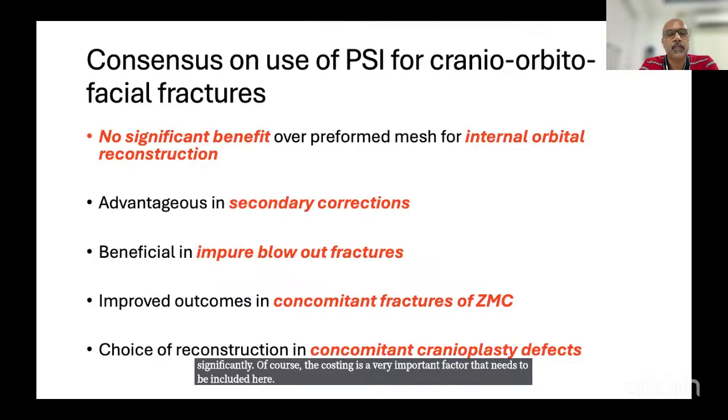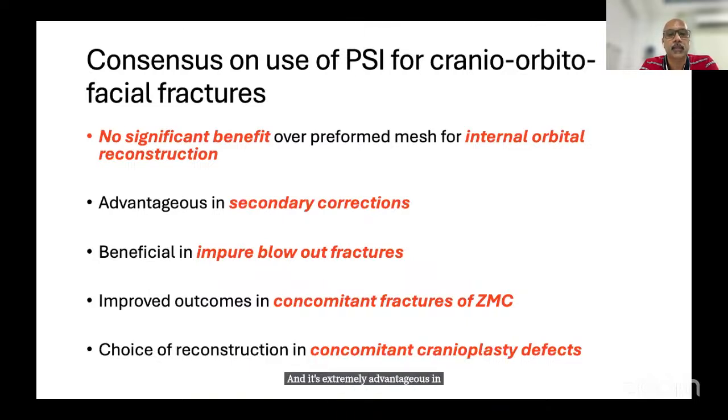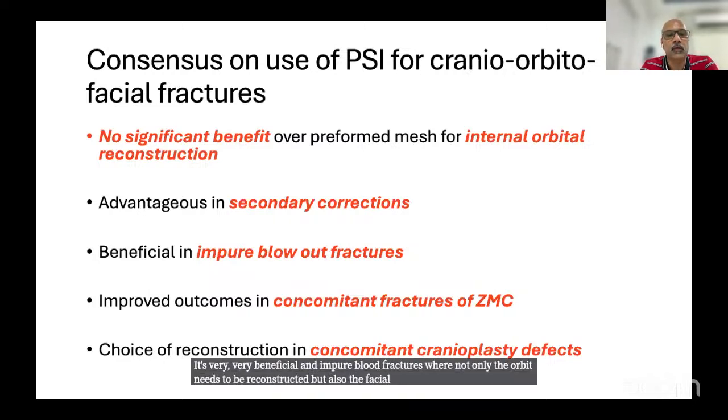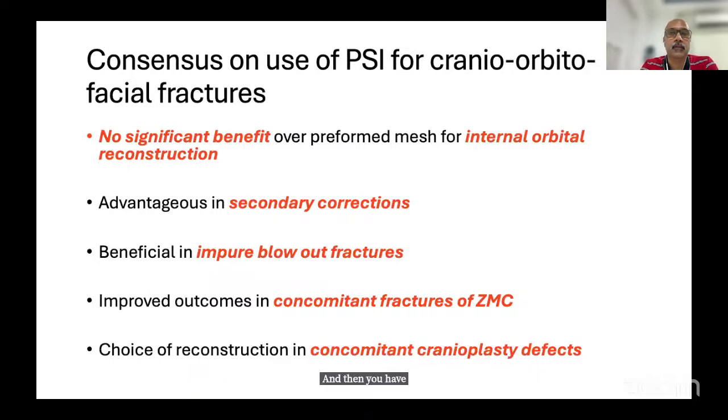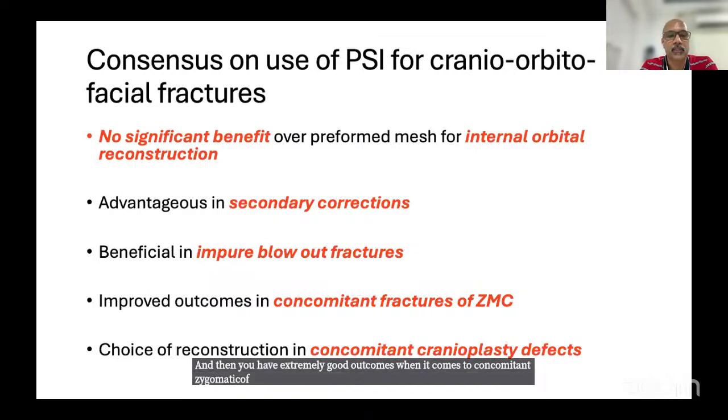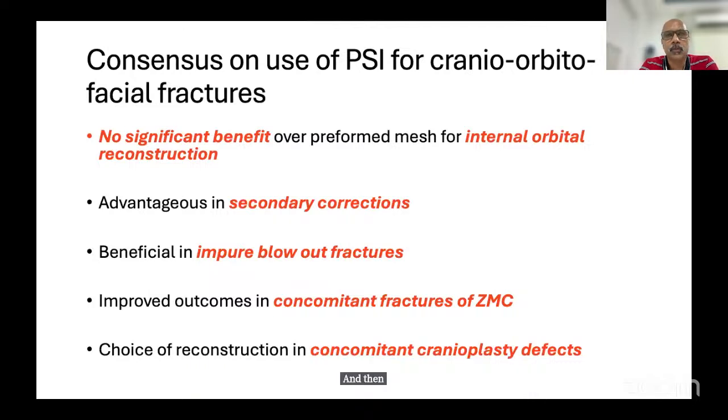And it's extremely advantageous in secondary reconstructions for the cranio-orbital region. It's very, very beneficial in impure blowout fractures, where not only the orbit needs to be reconstructed, but also the facial bones along with it. And then you have extremely good outcomes when it comes to concomitant zygomaticofacial fractures along with orbits. And then it becomes almost like a gold standard when it comes to concomitant cranioplasty defects.